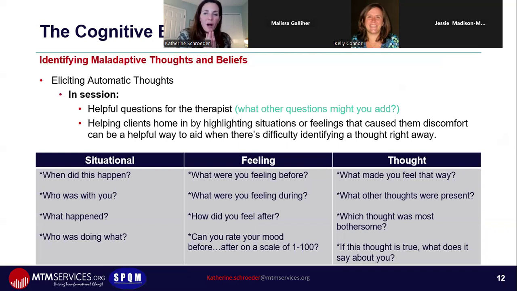So we can help them with this by identifying both in situations and in the feelings before you even get to the thought to help them identify, okay, so this situation was happening. When did it happen? Is there a thought that comes to mind when we think about the timing of this situation? Who was with you? Is there something that occurs with the way you're feeling about it based on who was there? What about specifically what happened?